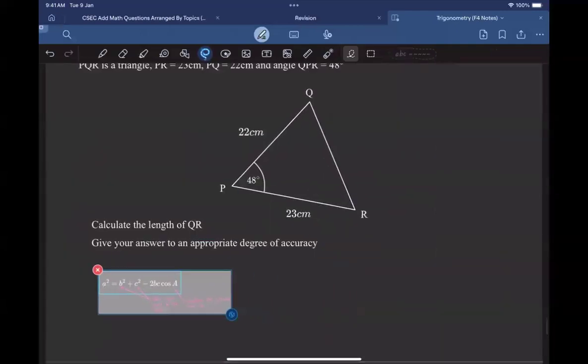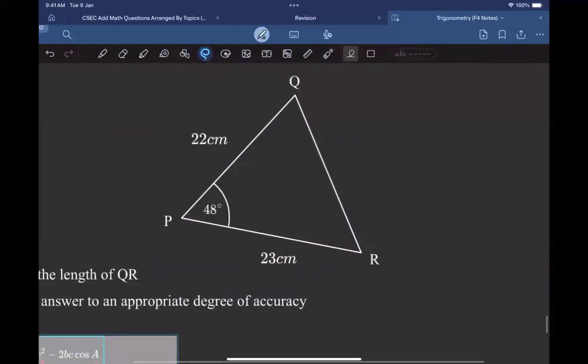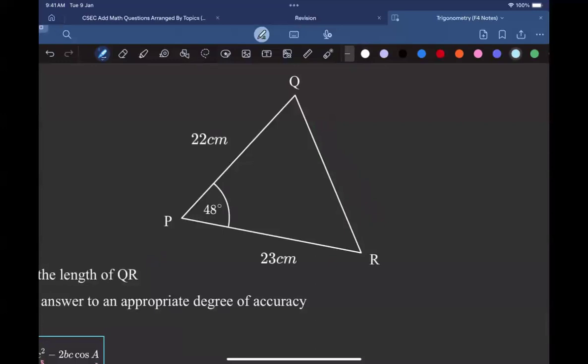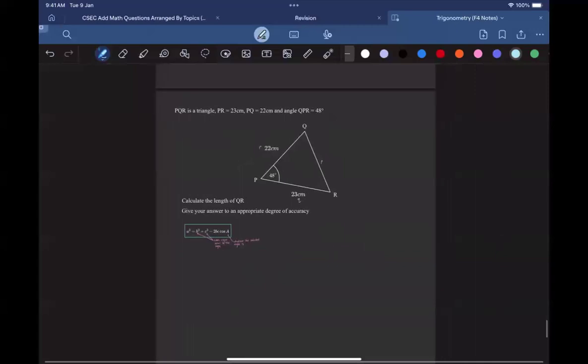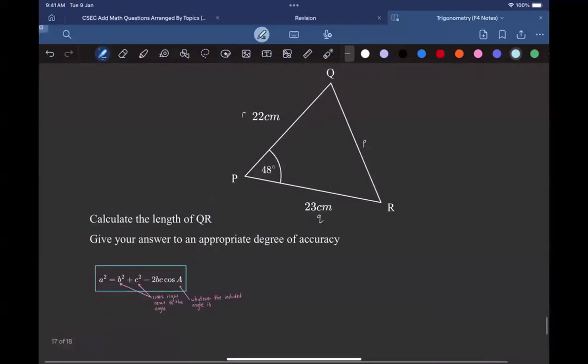Before we do anything, let's just label our sides. What would this side be called? That would be small p. And this side would be q, and then the other one would be r. So I have to write my formula a bit differently. I don't have AB.